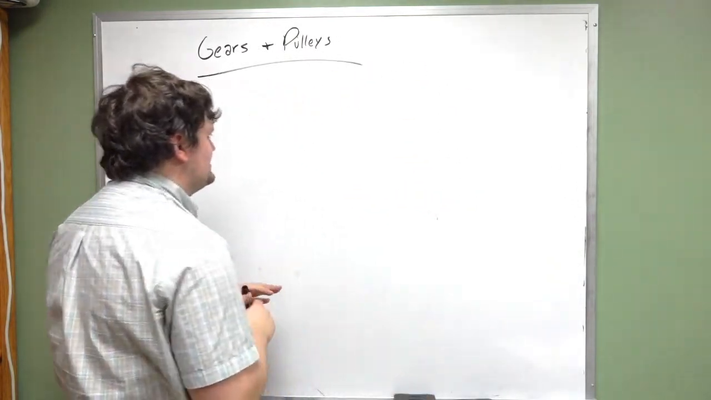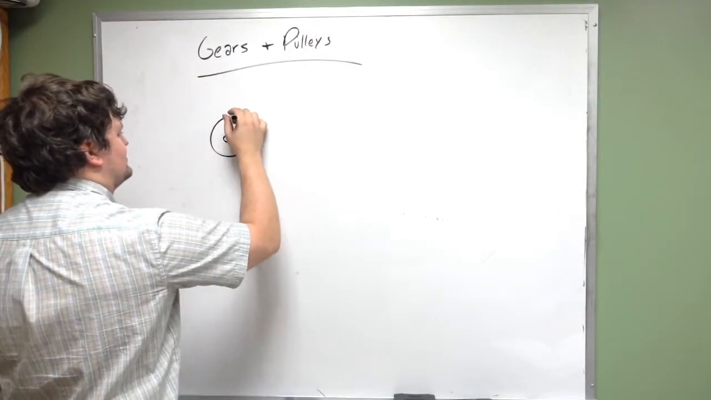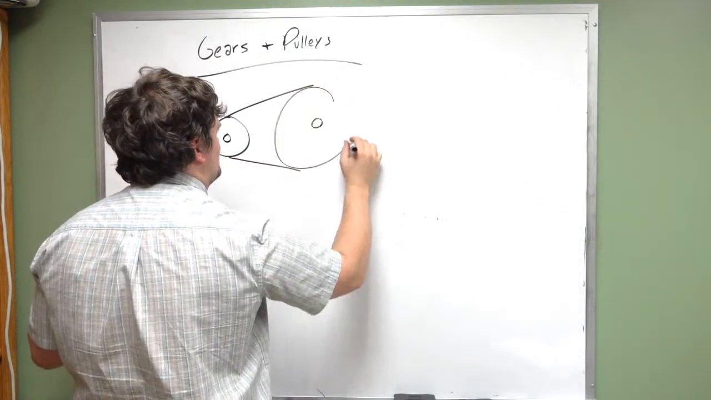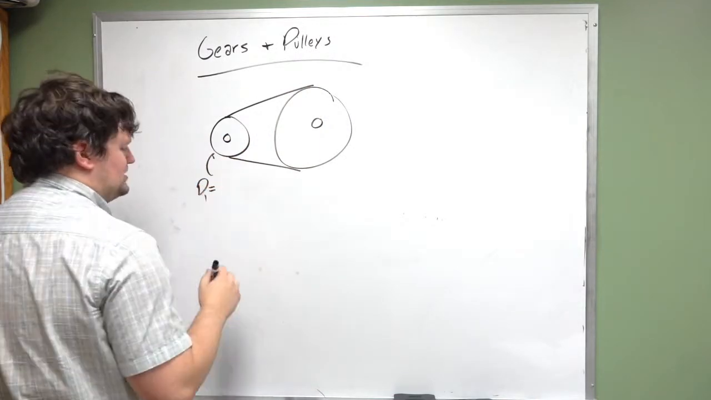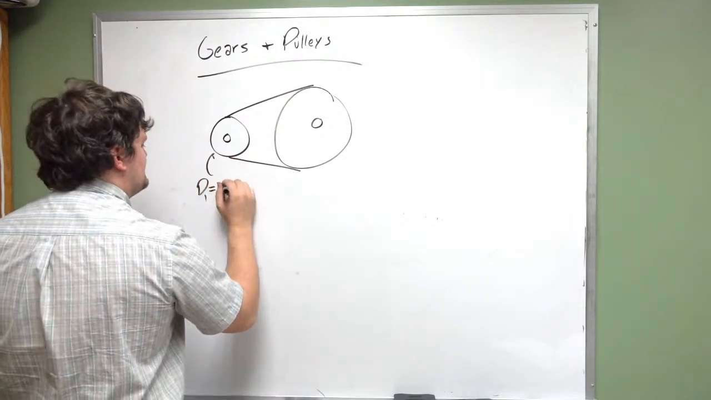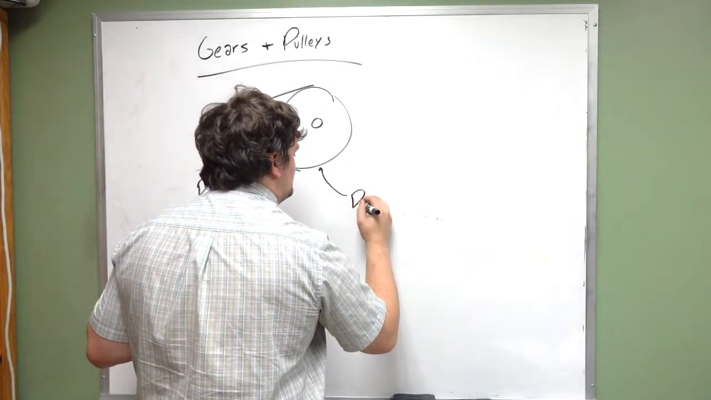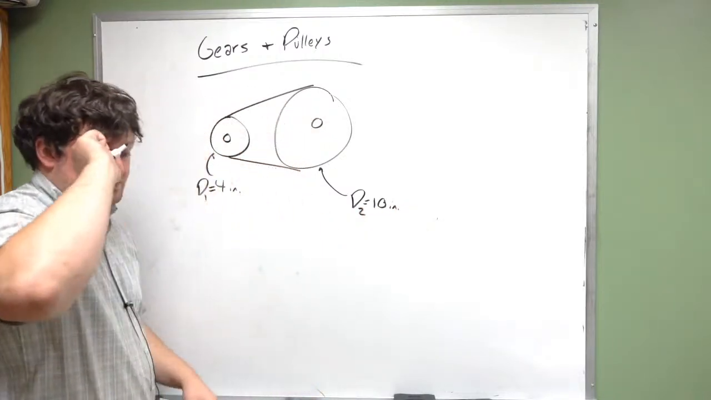The goal here is, if I have a pulley, and I'm going to use the example of a pulley, the diameter of this pulley we'll call D1, and we'll say that the diameter is 4 inches. And this pulley over here, we'll say that this diameter is 10 inches.